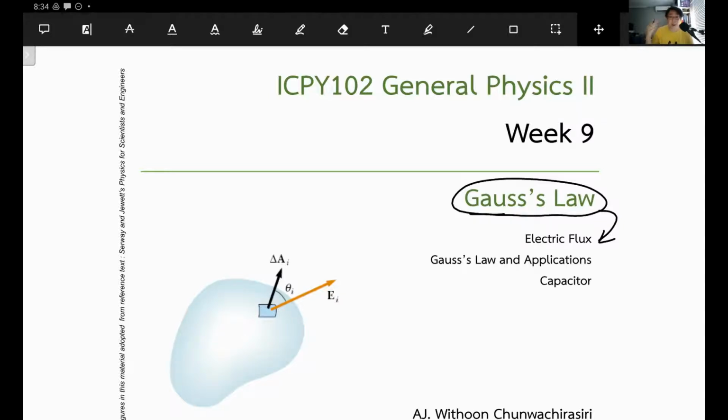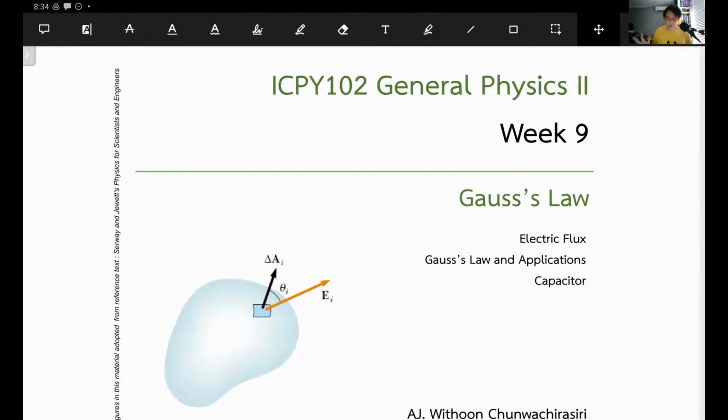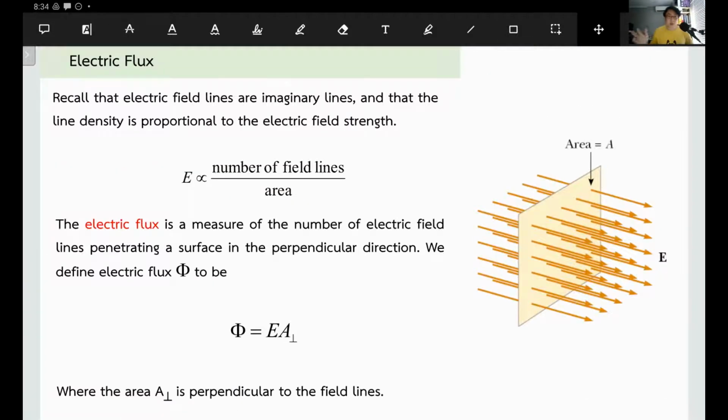After understanding Gauss's law, you will see some applications, and the main application that we're going to look at is the capacitor, which is an electric device that you use pretty much everywhere. So we'll see the connections toward the end of today's lecture. All right, that's enough for the introduction. This is what we're about to do. All right, stick with me.